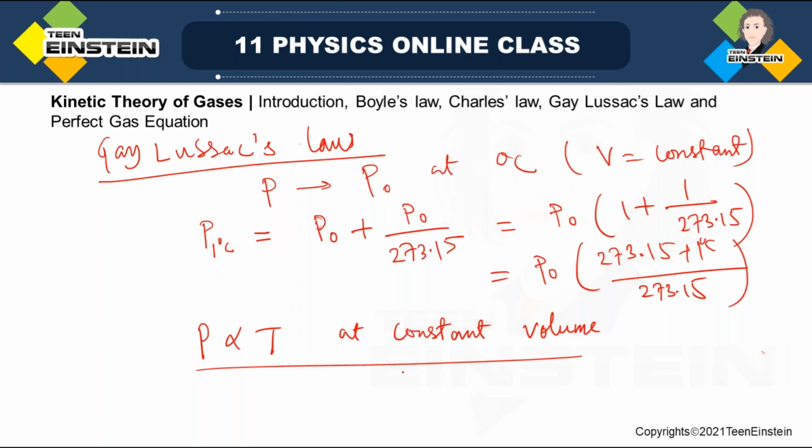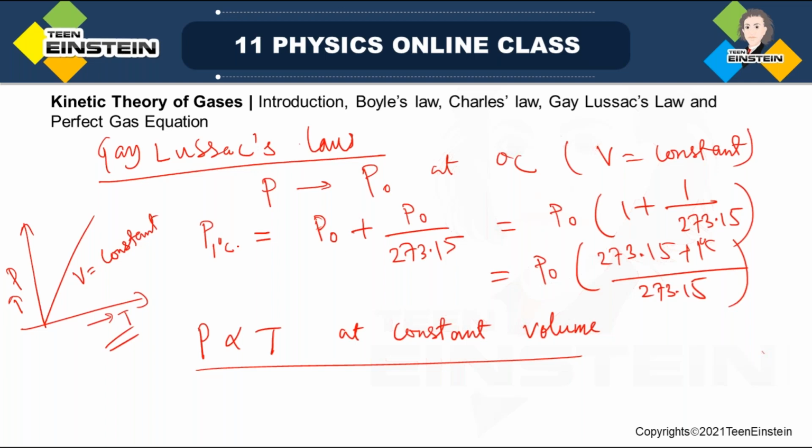So this is the mathematical form of Gay-Lussac's law, and obviously if we plot P and T, it will be a straight line passing through the origin. So this is P and this is T, and along the line at each point the volume remains constant. All right, so these are fundamental laws: Gay-Lussac's law, and before that we have learned Charles's law and Boyle's law.